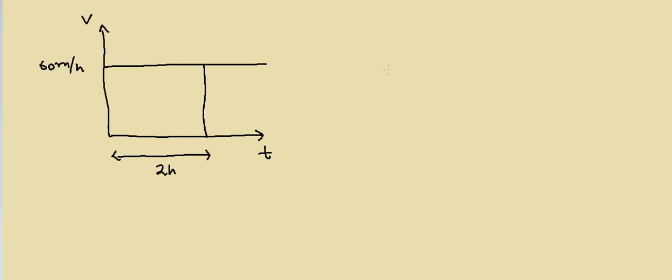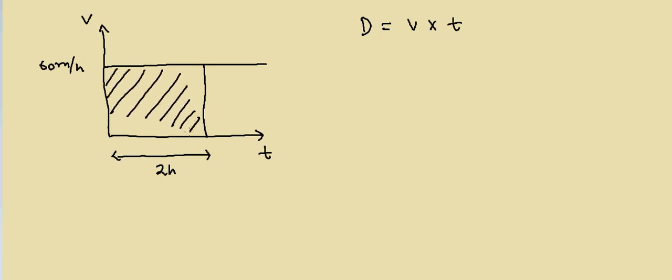Now you can see that distance is equal to velocity multiplied by time, right? So this area will also be equal to velocity into time, so this area will actually be the distance traveled. So we can say that 60 miles per hour into 2 hours will be equal to 120 miles, right? So this is the distance traveled.